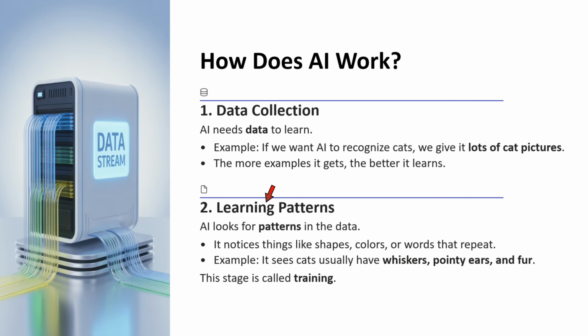Second step is learning patterns. AI looks for patterns in the data. It notices things like shapes, colors, or words that repeat. For example, it sees cats usually have whiskers, pointy ears, and fur. This stage is called training.